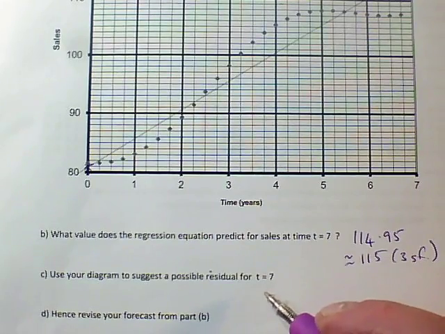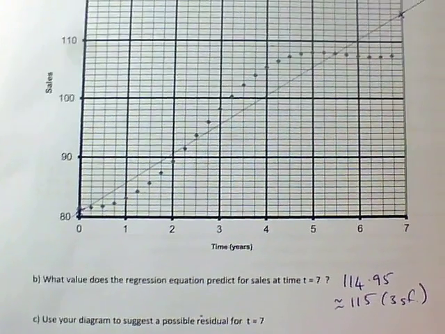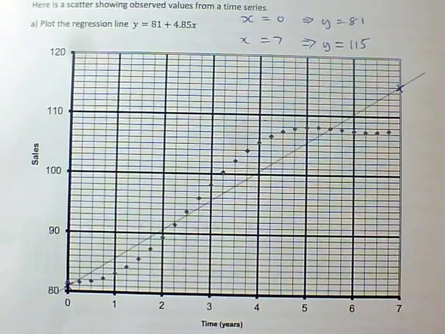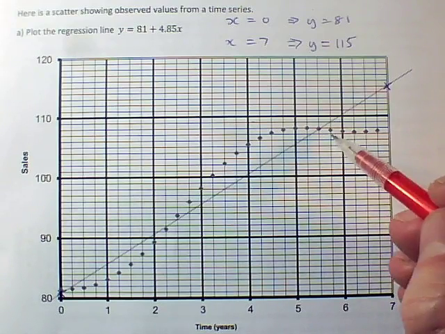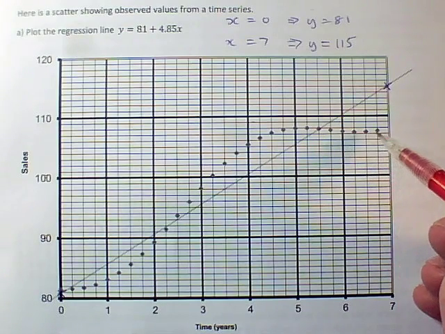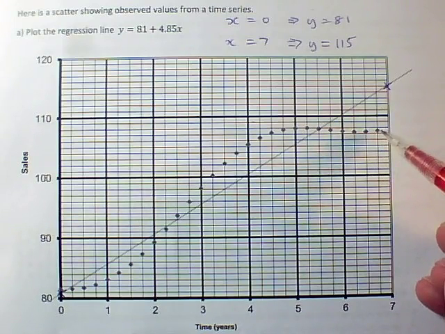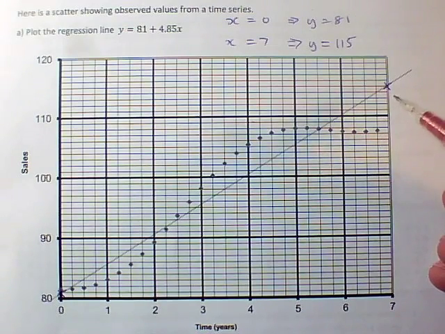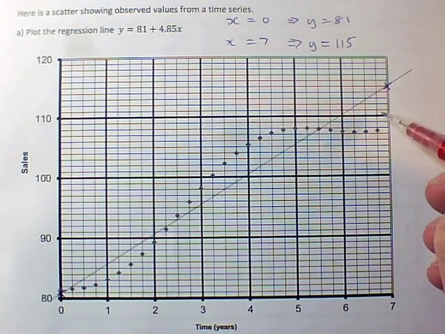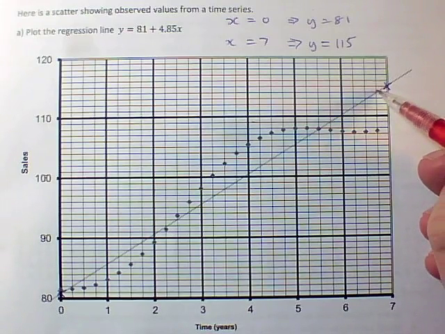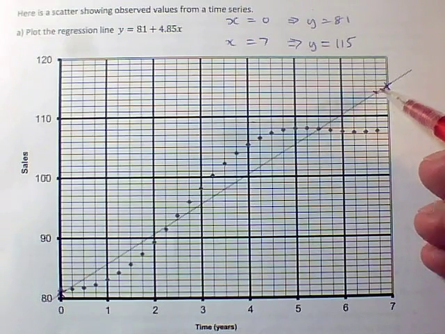Okay, use my diagram to suggest a possible residual for t equals 7. Well, residual, remember, is just how far the actual point is above or below the line. So, I haven't got a residual here, but because I can see this is short-term variation, I know that these points were getting a little bit below the trend line. Maybe I think they're going to come up a little bit. So if I choose some nearby points, this is not an exact method. What I'm going to do is choose the residual for the last point. This value here looks like it's 113.